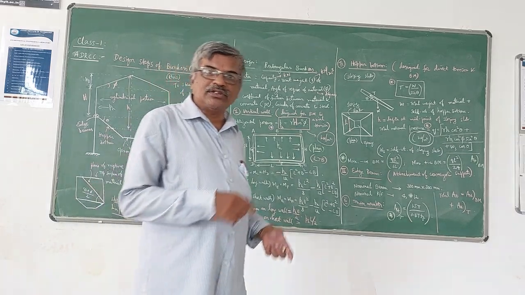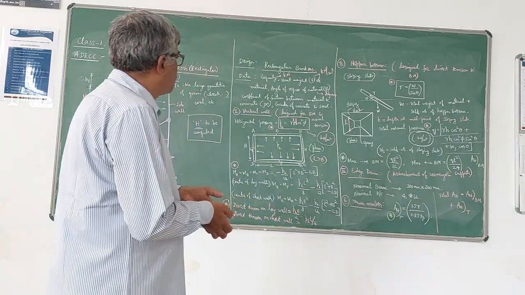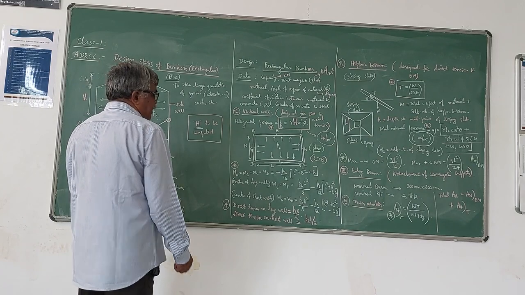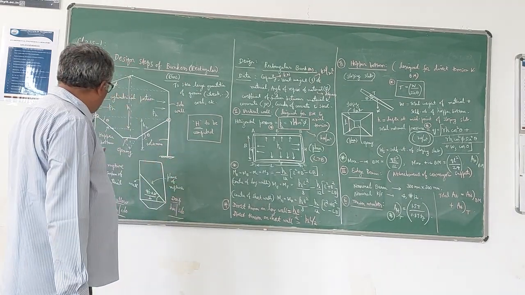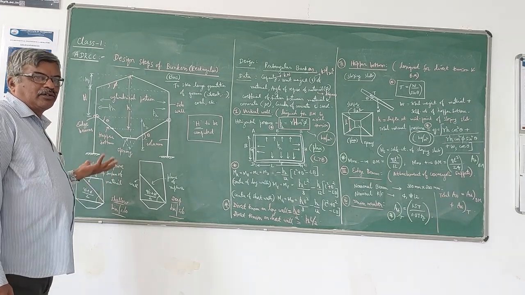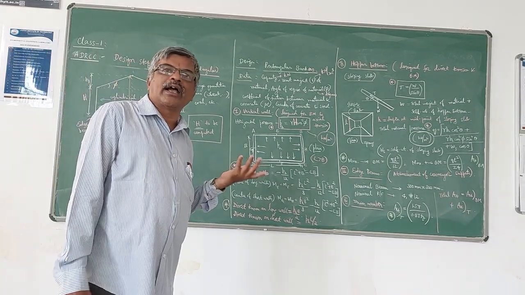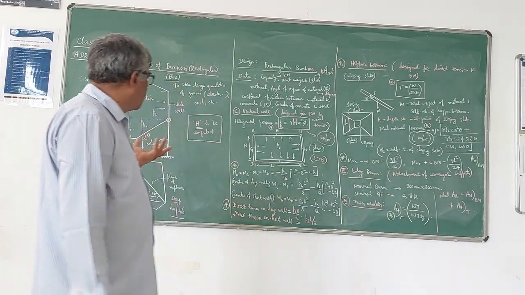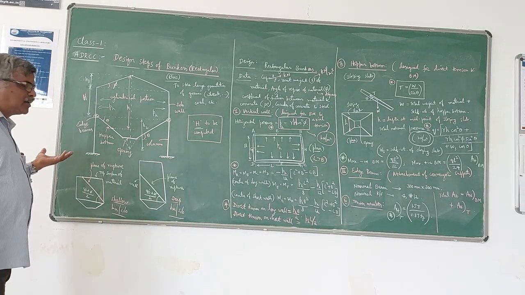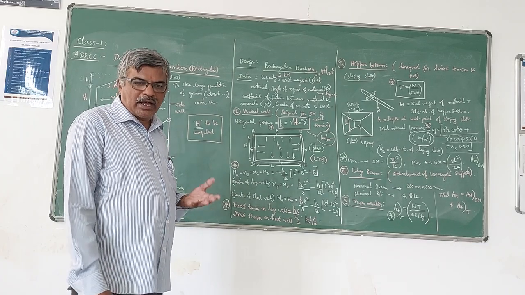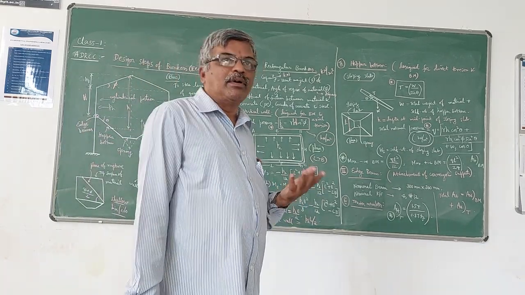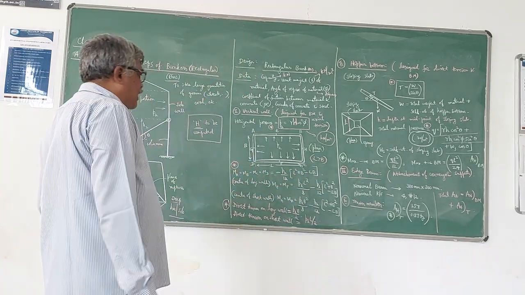These are the design steps we have to follow in the case of a rectangular bunker. Of course, for design of the column, as usual, you take the moment and axial force acting on the column, and you can use the SP 16 charts for the design of the column. Design of footing also you can do as usual. We have done it for a building, and you can do it like that only.